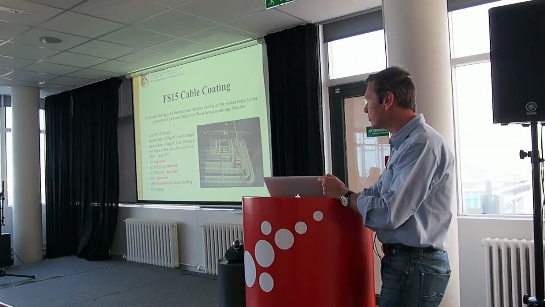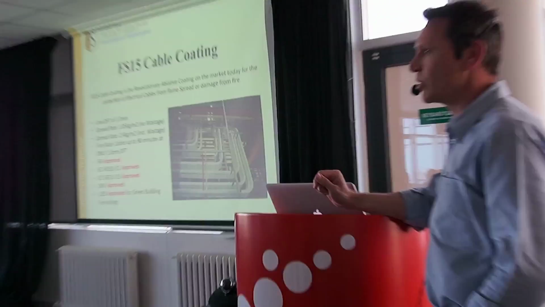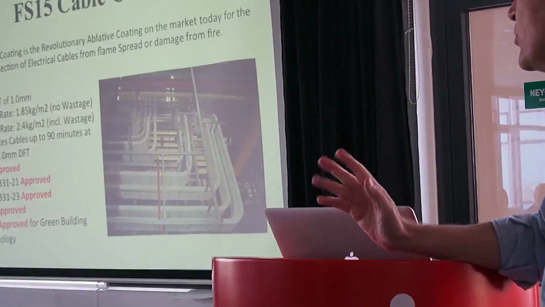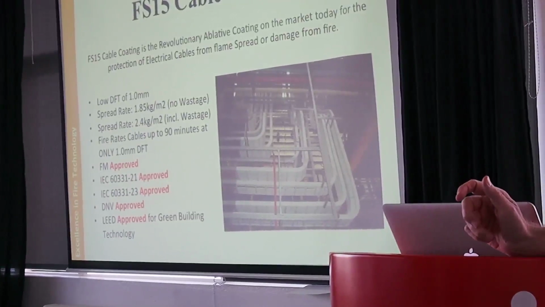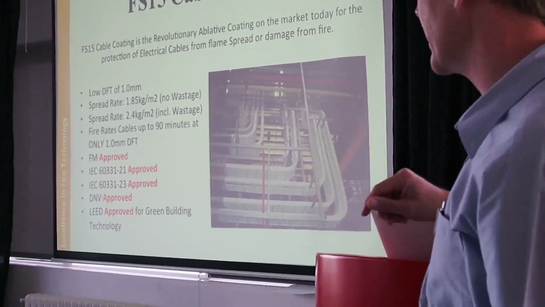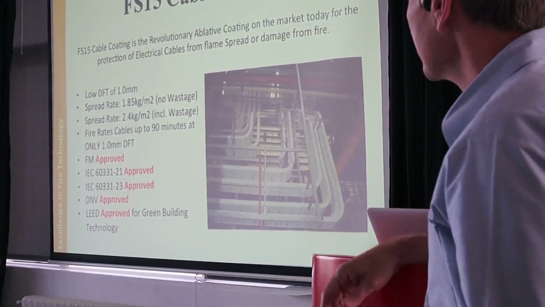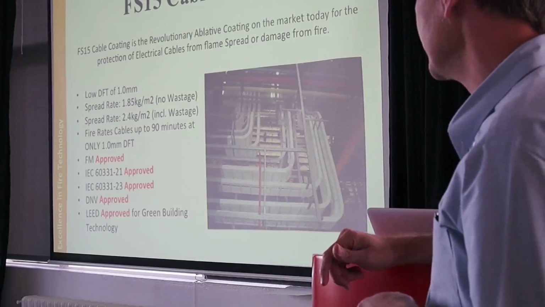So you'll always hear me talking about cable coating over fire stopping. If your rooms are completely cable coated, you hardly need fire stopping. You need it to stop smoke. That's what you need it for, but by law, you have to have it. So our FS15 cable coating, which you've got floating around here.